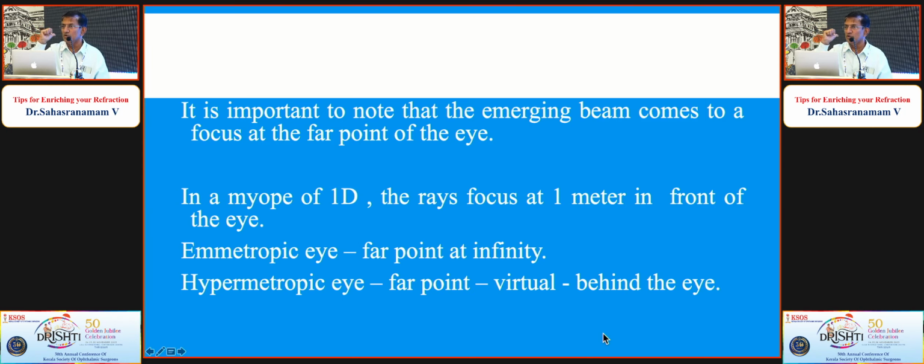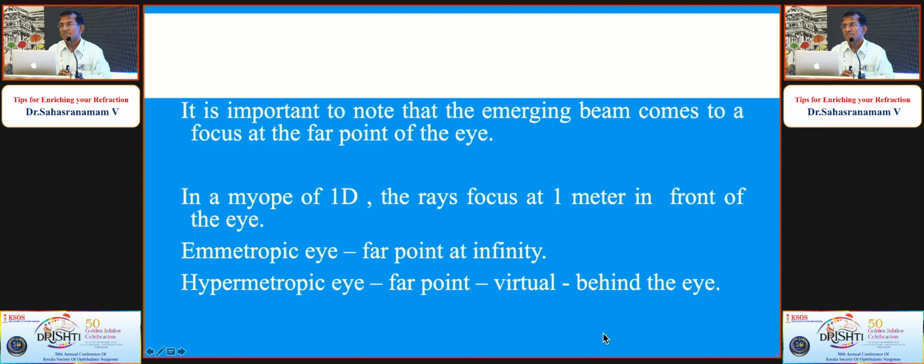And if it's a hypermetropic eye, the far point is a virtual point behind the patient's eye, and the rays from there are divergent. So depending upon the hypermetropic status of the patient, the rays will be divergent, and you will have to bring these rays to focus at your eye. The far point is virtual, but the rays are divergent.